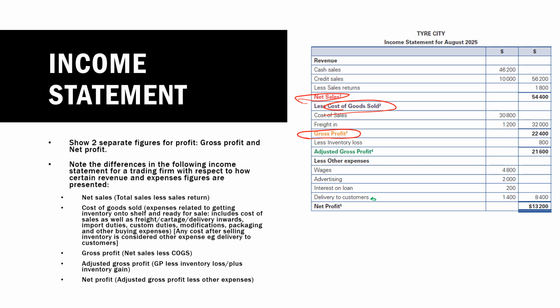Then you have the adjusted gross profit, which is gross profit minus inventory loss or plus inventory gain if you have one. And then last but not the least, we have our net profit, which is this adjusted gross profit less other expenses that are here. Okay. And that's what gives us our net profit.